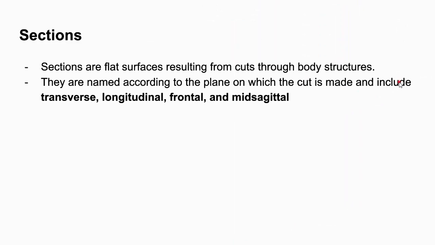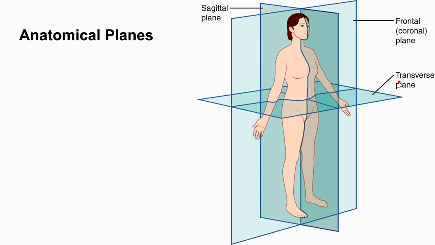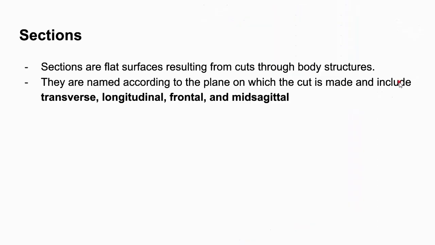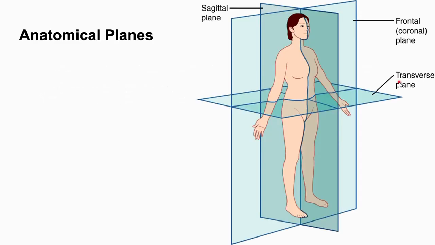Sections, anatomical sections, relate to the anatomical planes. A section is just a flat surface resulting from cuts through body structures. These sections are named according to the plane on which the cut is made, and they include the transverse, the longitudinal, the frontal, and the mid sagittal section. So the flat plane is a result of a cut.